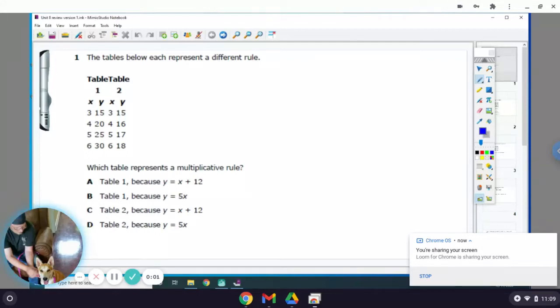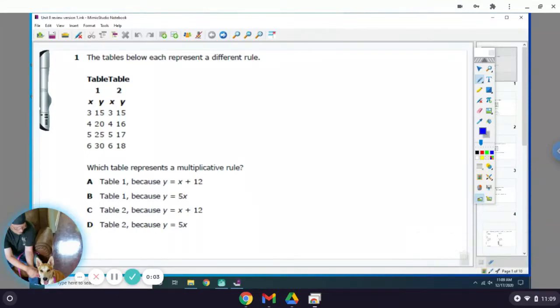All right, so this is your Unit 8 review. The tables below each represent a different rule. Table 1 is when x is 3, y is 15; 4, 20; 5, 25; 6, 30. I can tell right now table 1 is being multiplied by 5, so it'd be 5x. Table 2 is when x is 3, y is 15; 4, 16; 5, 17; 6, 18. So this is going up by 1.